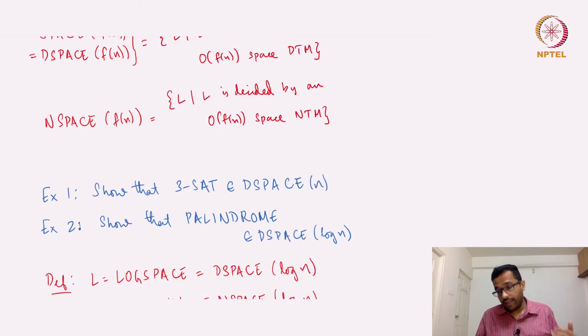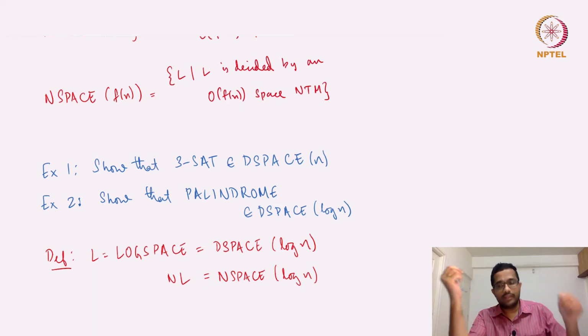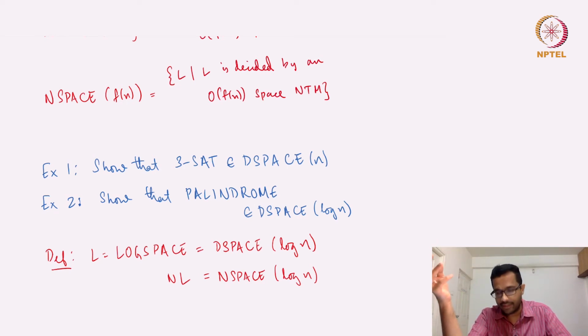Okay. Another language is palindrome, where you have to decide whether the input string is a palindrome or not. This is in order log n space, or deterministic space log n. So this is an example of a language that does not even require n space, so sublinear space, right? Usually order n is referred to as linear. Anything that is less than that is referred to as sublinear. Anything that is more than that is referred to as superlinear, right? So log n is sublinear.